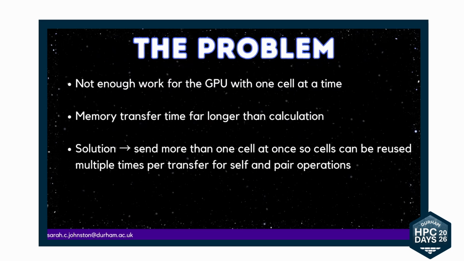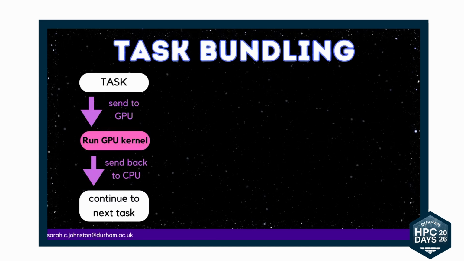But the problem for us initially was there wasn't enough work for the GPU. We were giving it a very small amount of work. The GPU is an incredibly highly optimized device. It can do a lot of calculations. And actually the overhead on our memory transfer way outweighed the amount of calculation we had to do. And so we didn't have any code that was performant and optimal in any way. So we came up with a solution, which was this idea to try and send more than one cell at once together to the GPU, which is an interesting problem to try and fit into Swift's task-based kind of architecture here. So we developed this thing called task bundling.